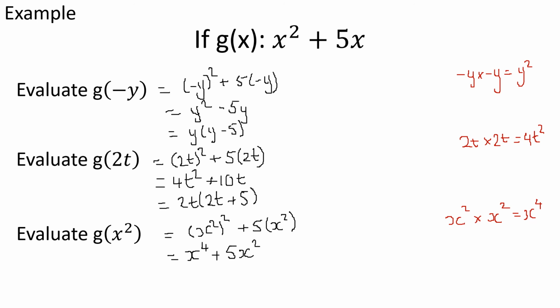And again, let's factorise out x squared as it's in both terms. So we've got x squared plus 5.